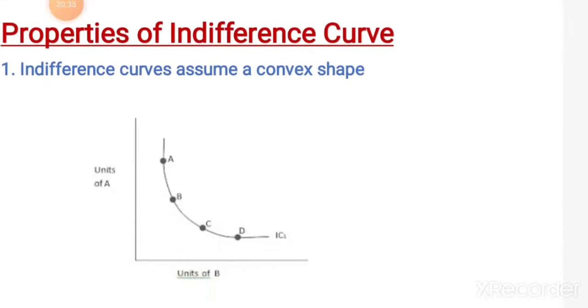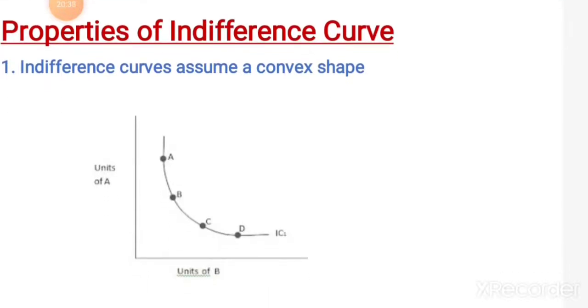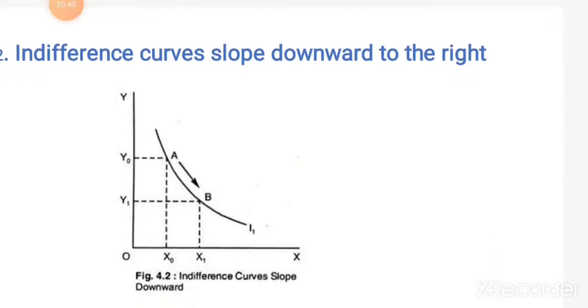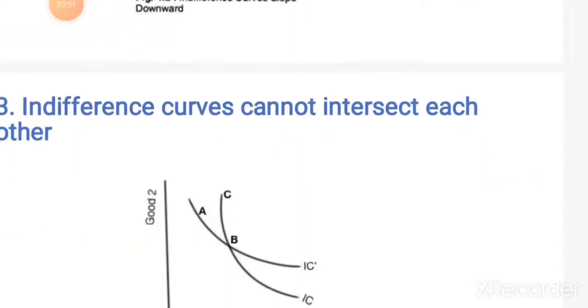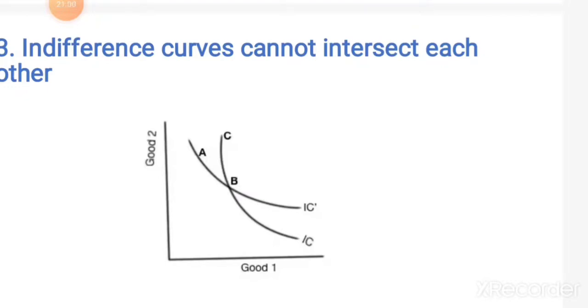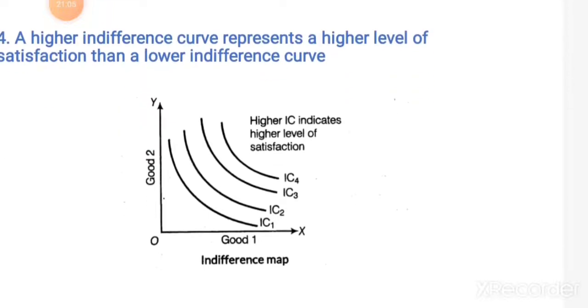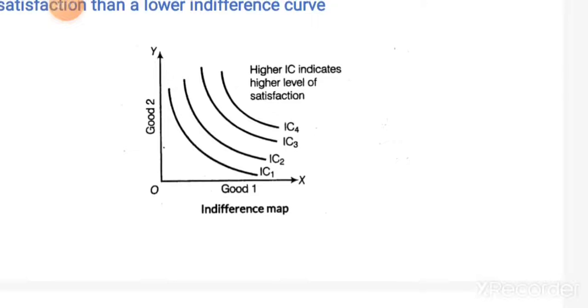If you understand these things, then you will be able to remember. The first one is that it has a convex shape because the marginal rate of substitution is decreasing. The second one is that it slopes downward, meaning the slope is negative, because one fruit quantity is increasing and another fruit quantity is decreasing. The third one is that they will not intersect with each other because both curves will have different satisfaction. Next, the above curve will have more satisfaction and the below curve will have less satisfaction, because the quantity exchanged will be different.